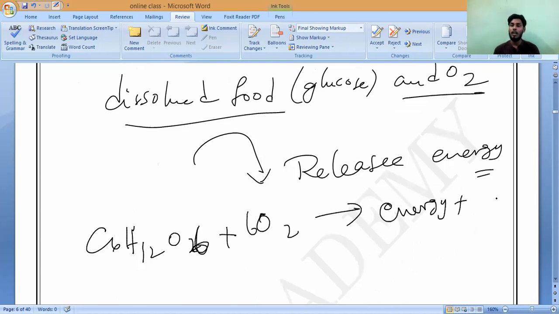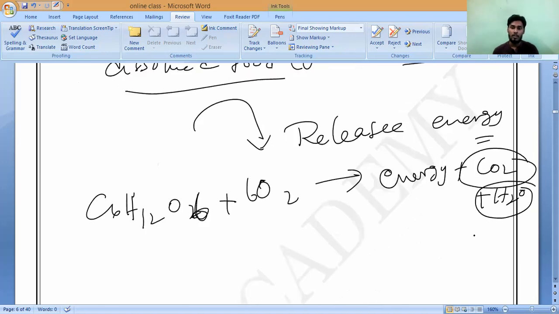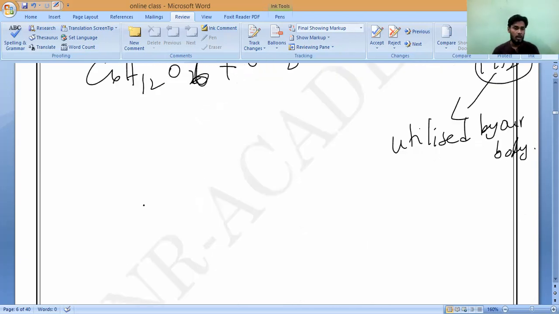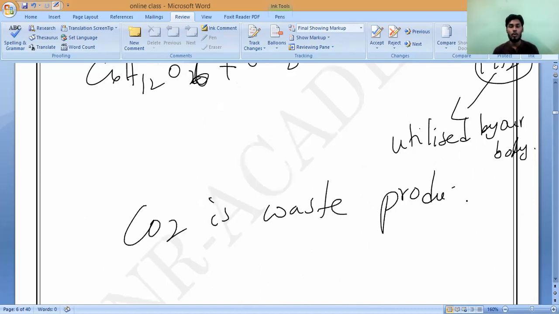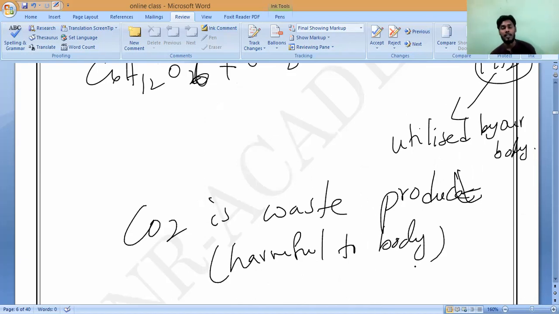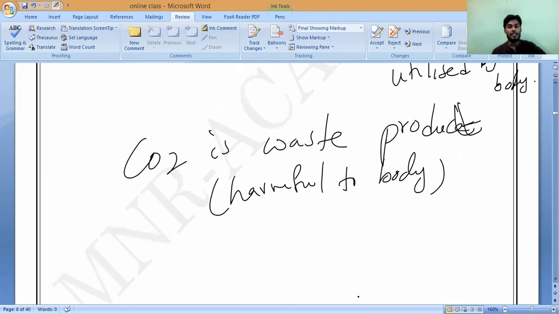And also we are getting carbon dioxide plus water. Carbon dioxide and water are both called waste products, but water is utilized by our body. But what about the carbon dioxide? CO2 is a waste product, harmful to our body, so it must be sent outside. Who will take care of sending it outside? The cell membrane.